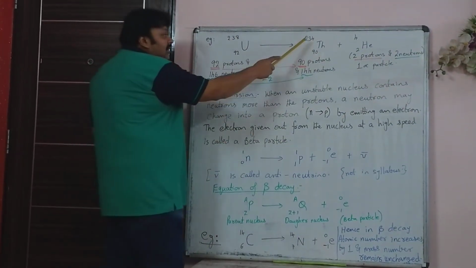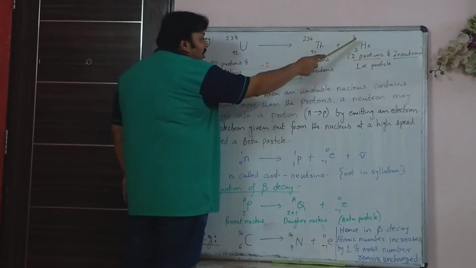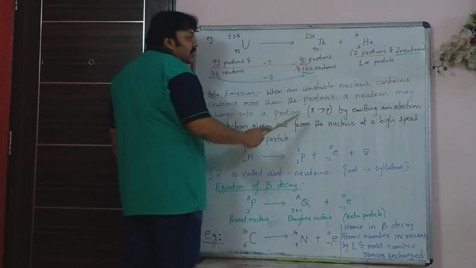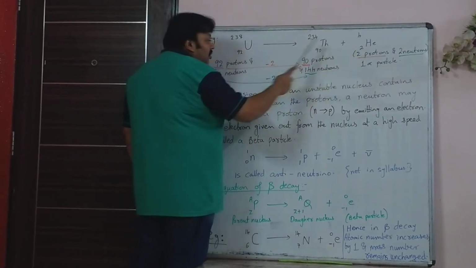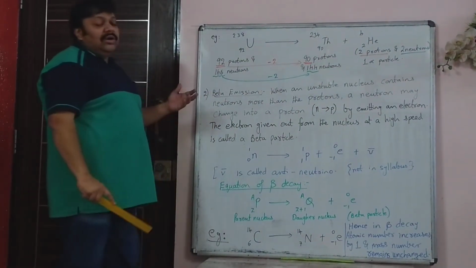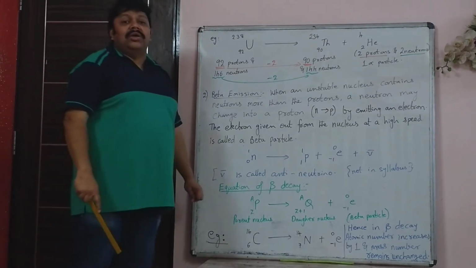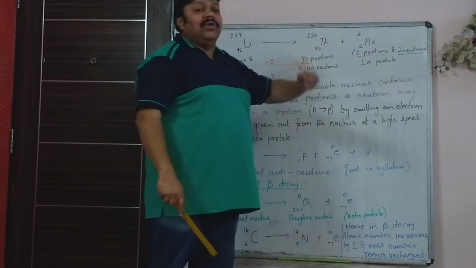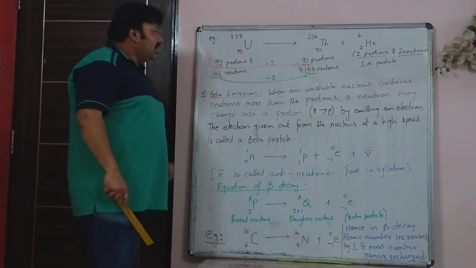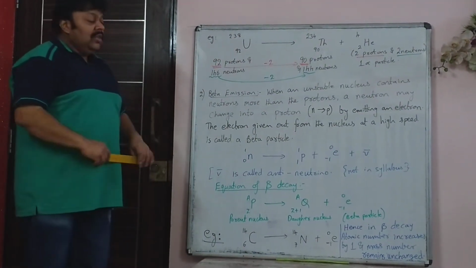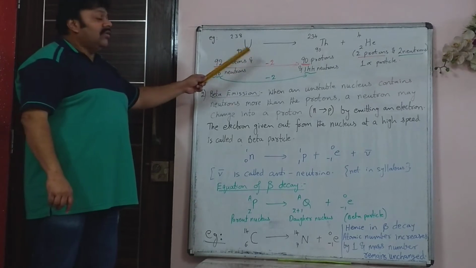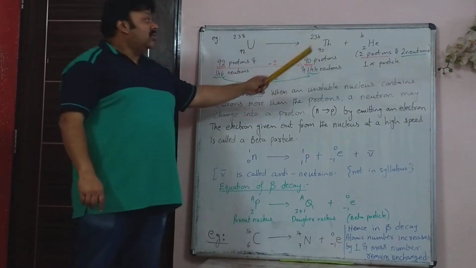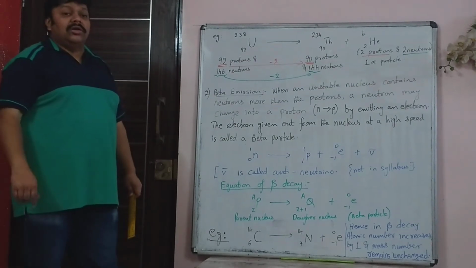Now if you add 234 plus 4, you will get 238. That means the mass is conserved, and 90 plus 2 gives you 92. So even the atomic number is conserved. So this is an example of an alpha decay in case of uranium 92-238. Uranium 92-238 will be called the parent nucleus, and thorium 90-234 will be the daughter nucleus.